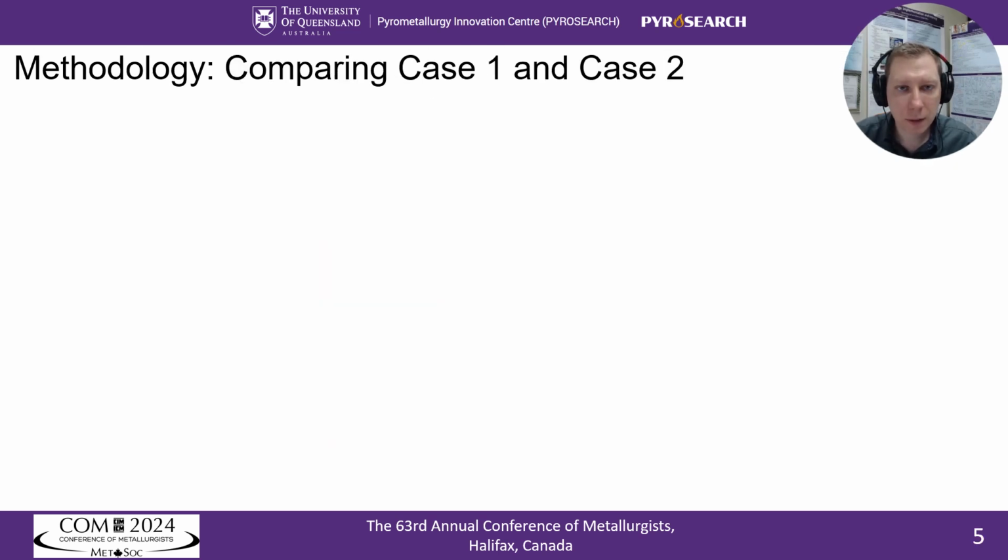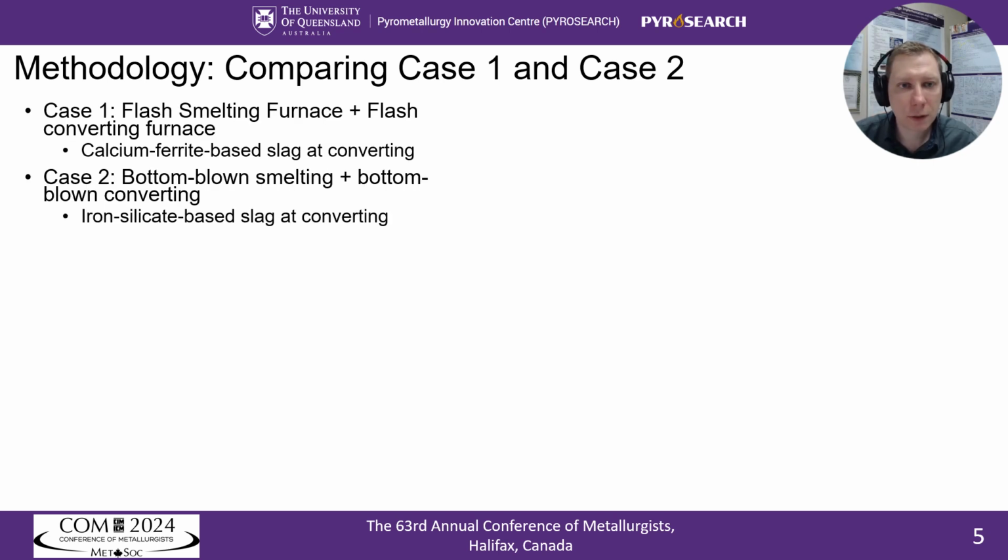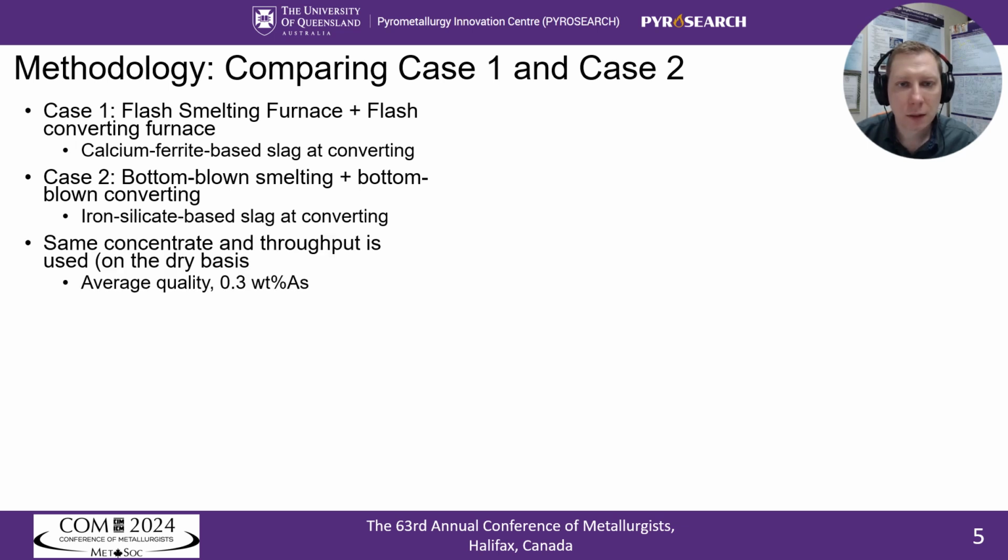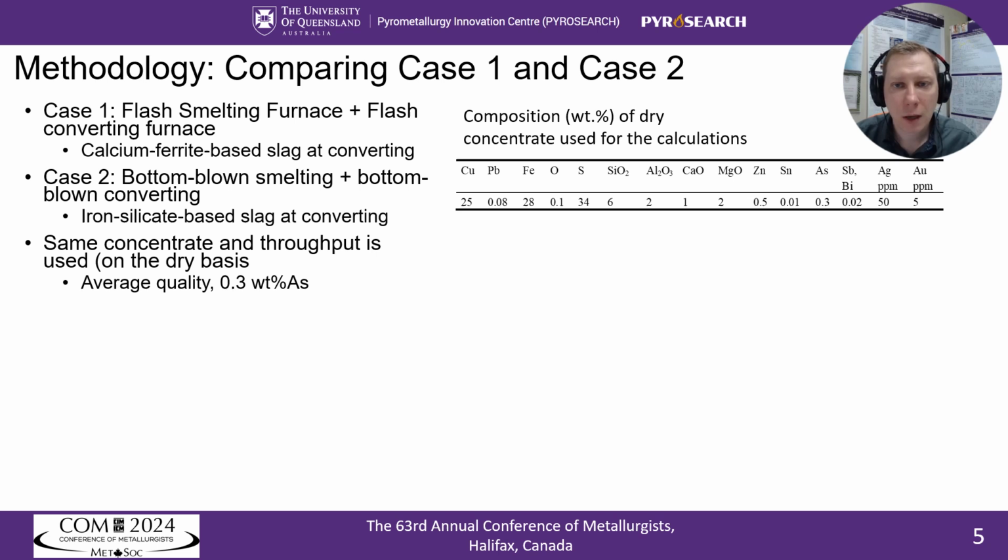Let's now compare cases 1 and 2. From the chemistry point of view, the main difference is converting slag system. In the case of flash converting, a calcium ferrite-based slag is commonly used, whereas in the case of bottom-blown converting, the current practice is to use the iron silicate-based slag. For the sake of comparison, the same concentrate compositions and throughputs were used on the dry basis. The concentrate has average amount of arsenic.